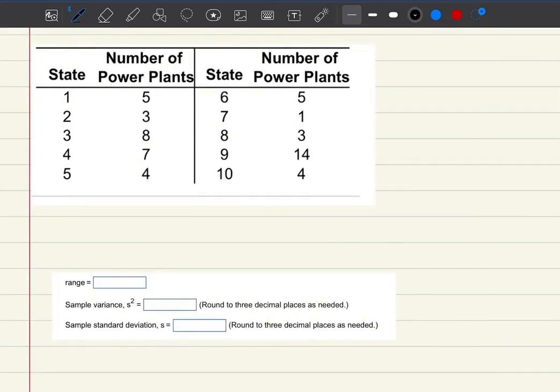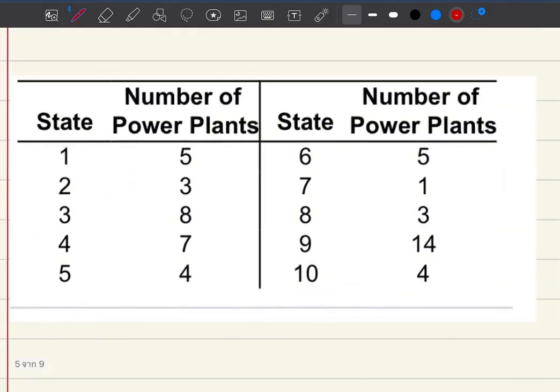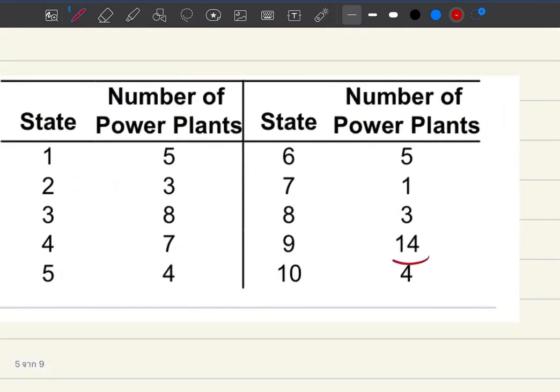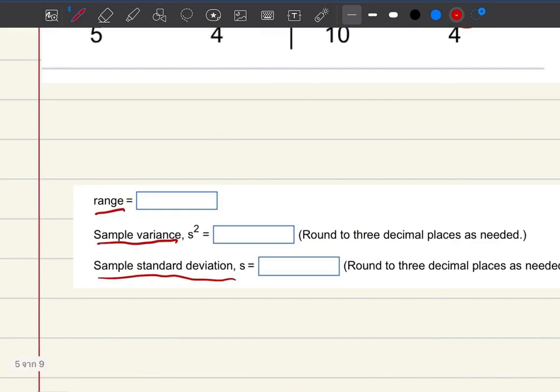From this dataset, we have to find the range, the sample variance, and the sample standard deviation. So the range is the largest number subtract the smallest number. From this dataset, the largest is 14 and the smallest is 1. So the range will equal 14 minus 1, equal to 13.